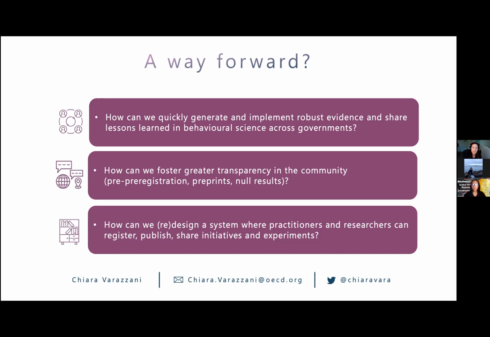And then, how can we foster greater transparency in the community? So things like I showed you before with the pre-registration of trials online done by people working in government, and putting online preprints and publishing null results. How can we foster these kinds of behaviors? How can we put people, both researchers and policymakers, in a situation where it's easy to be transparent, it's easy to share? And then lastly, more technically, how can we in practice design or redesign a system where practitioners and researchers can register, publish, and share initiatives and experiments?